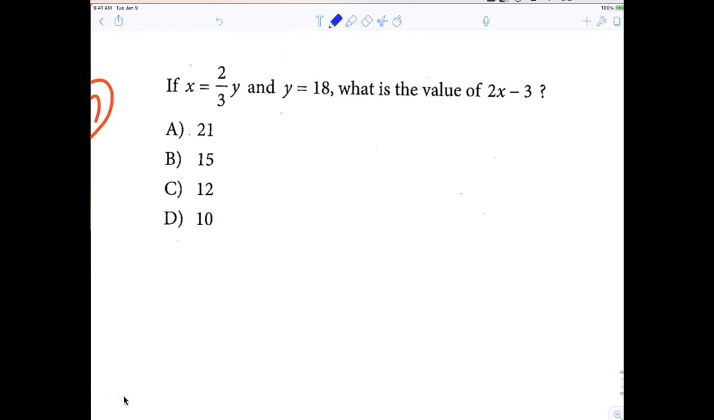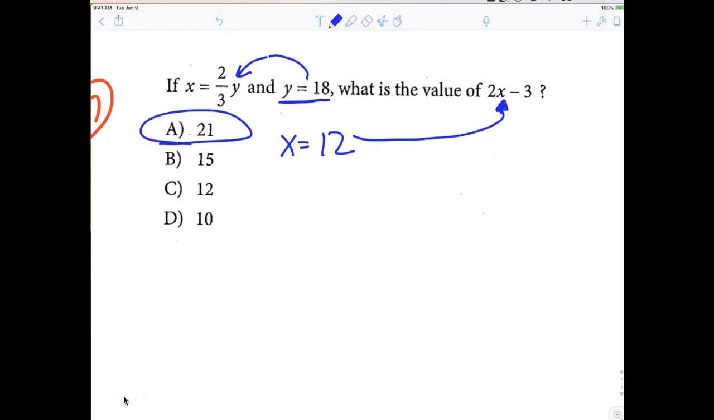I don't think this one was hard because we know that y is equal to 18. So I'm plugging 18 in for y. So then x is equal to 2 times 18 divided by 3. It's better to do the 18 divided by 3, which is 6, and then 6 times 2, which is 12. So 2/3 of 18 is 12. Does anybody have any questions with how I got 12? And now I just plugged 12 in here. 2 times 12 minus 3 is in fact 21. A is correct.